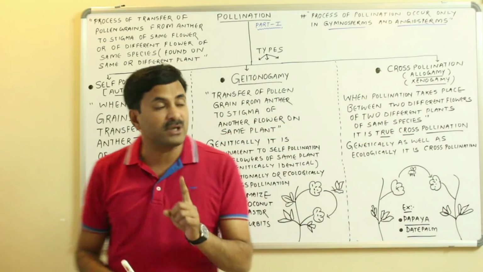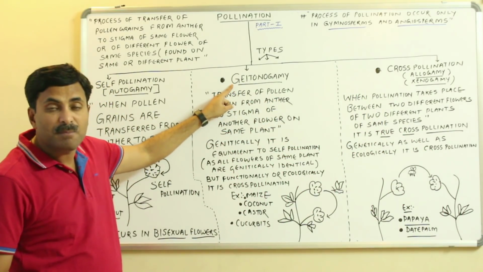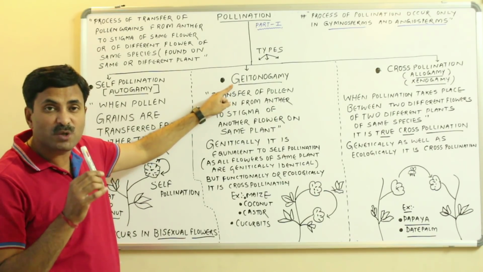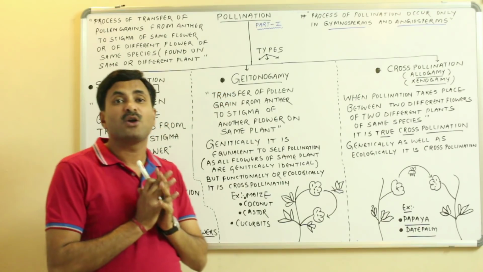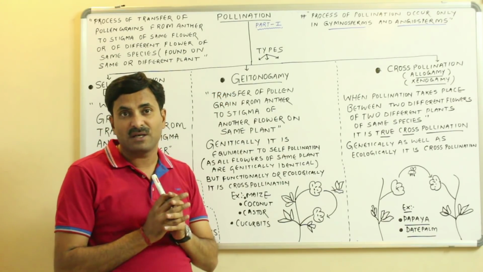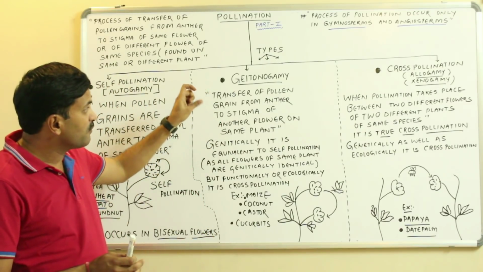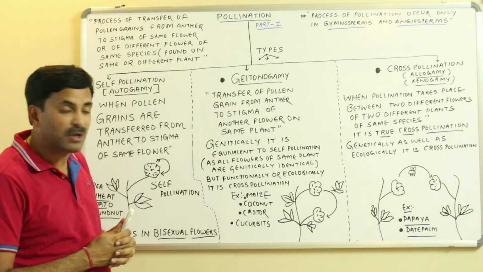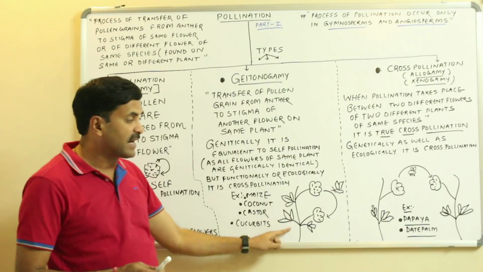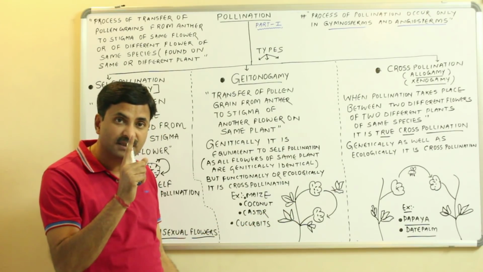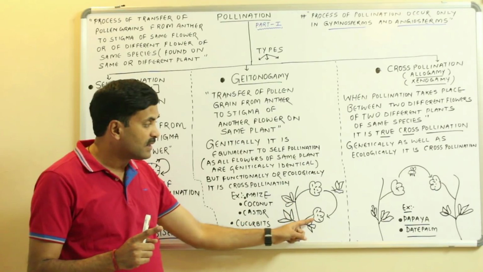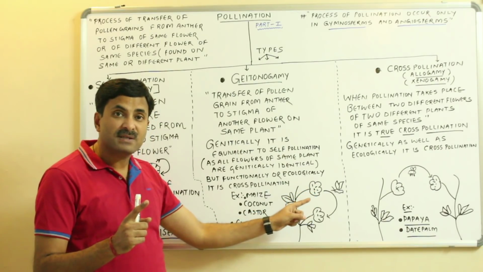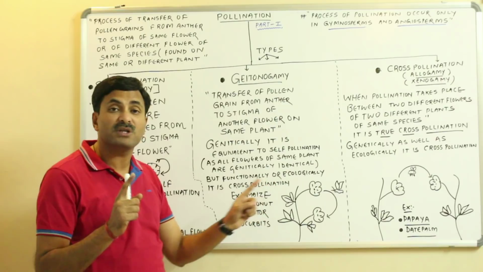Now the very important one, known as geitonogamy. Many people are confused about whether geitonogamy should be studied under self-pollination or cross-pollination. There is a debate about this, so you must know whether it is treated as self-pollination or as cross-pollination. Now what is geitonogamy? You can see the diagram. I have made one plant with two flowers, and the transfer of pollen grain is happening between two different flowers present on the same plant.